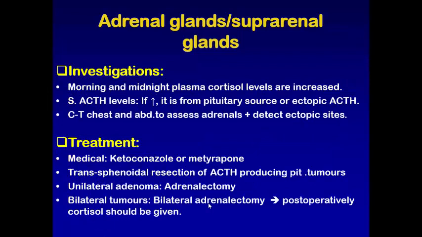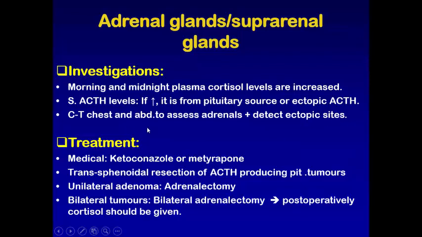For the required investigations, we need to measure morning and midnight plasma cortisol levels, which are usually increased. Also, we have to measure serum ACTH. If it is increased, it is from a pituitary source or from ectopic ACTH. Also, we have to do a chest CT scan and abdominal CT scan to assess the adrenals and detect ectopic sites of production of ACTH.